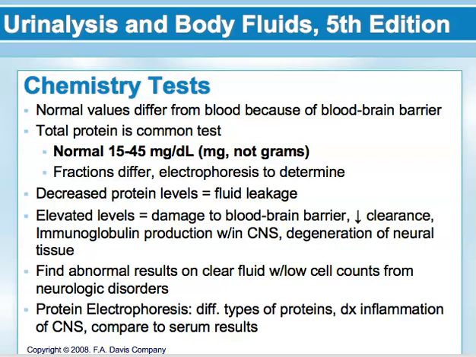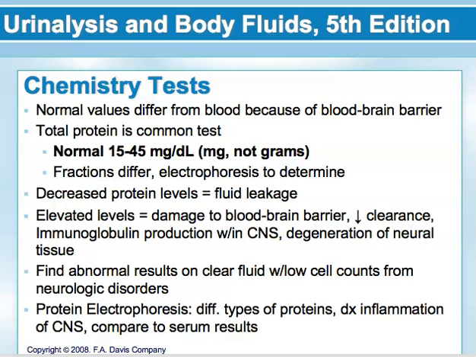The significance of protein in CSF, so if it's elevated, this would indicate damage to the blood-brain barrier. The most common cause is going to be due to meningitis or hemorrhage. Other causes include immunoglobulin production within the CSF, decreased normal protein clearance from the fluid, and neural tissue degeneration. Decreased protein values could indicate fluid is leaking from the central nervous system.